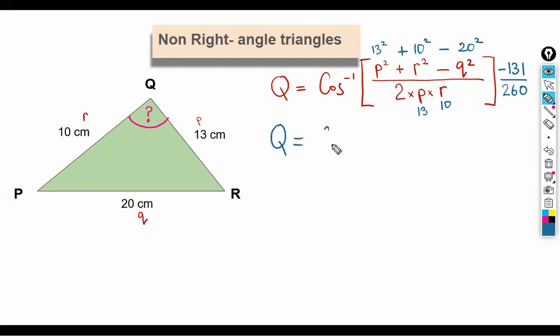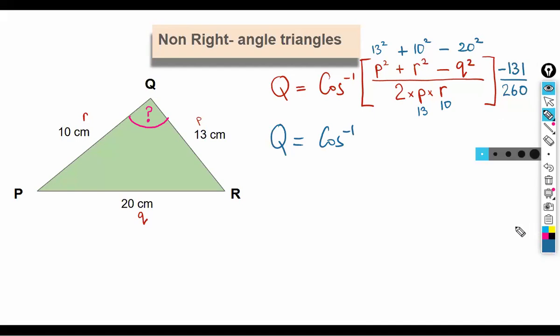So let's divide it. So Q is cos inverse. Now we get a negative value here. You can't get a negative area if your final answer is a negative area. There's no such thing as a negative area, right? Let's divide it. Minus 131 divided by 260. I'm getting minus 0.5038 or something like that, right?